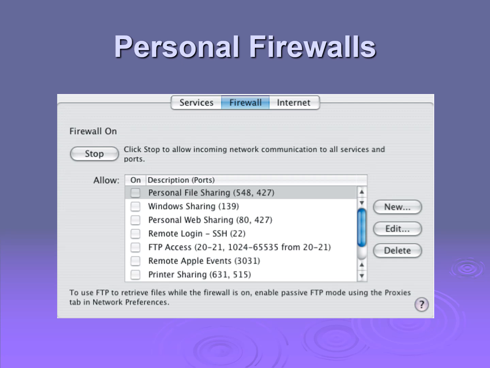One is personal file sharing. Second is Windows sharing. Third is personal web sharing. Fourth is remote login. Fifth is FTP access. Next is remote Apple events. Next is printer sharing. Next is iChat Rendezvous. Next is iTunes music sharing. And the last one is CVS.